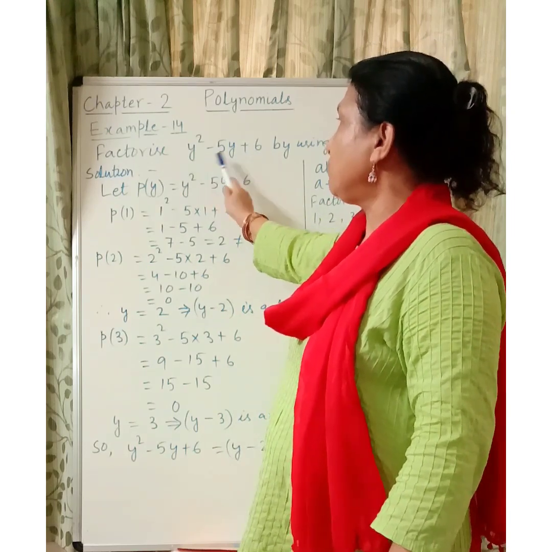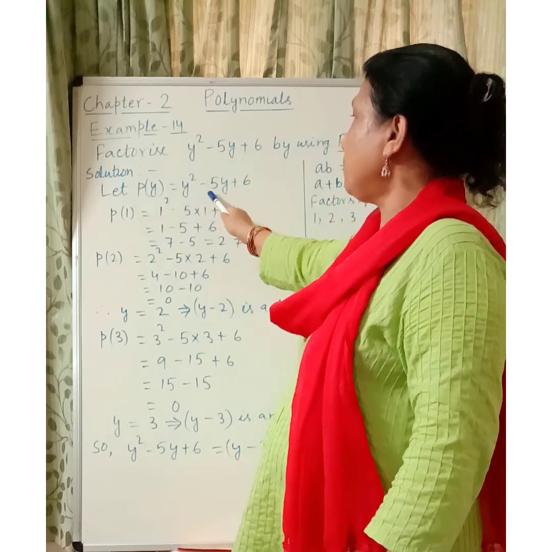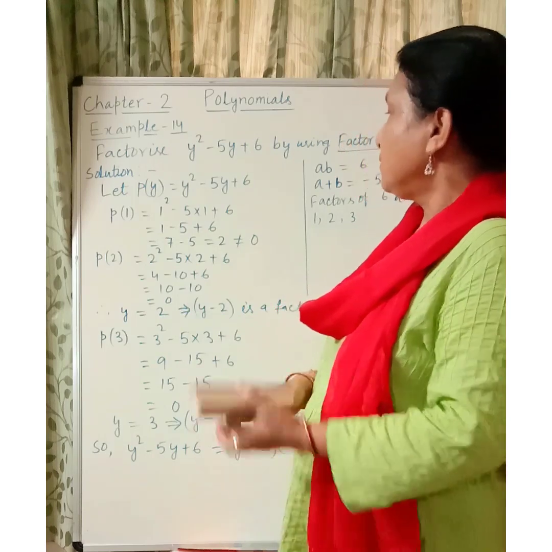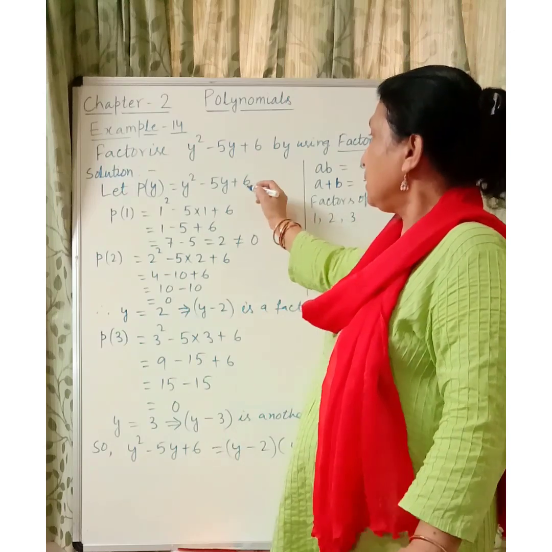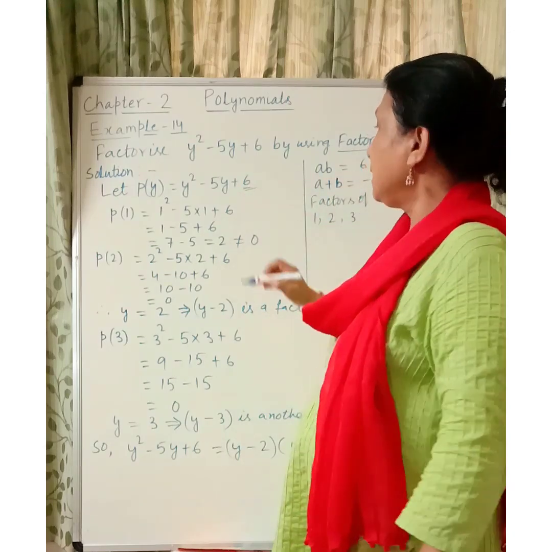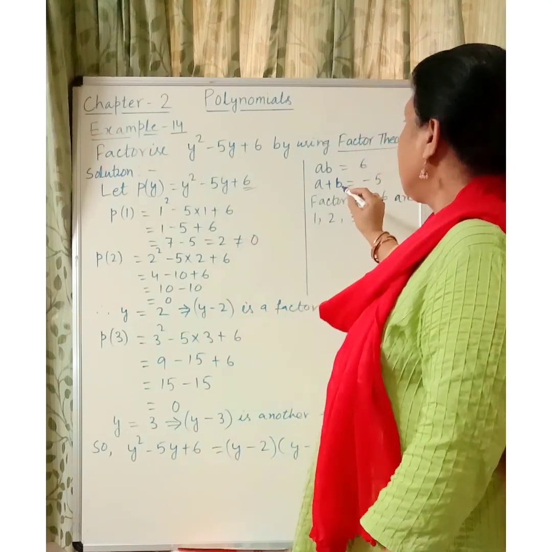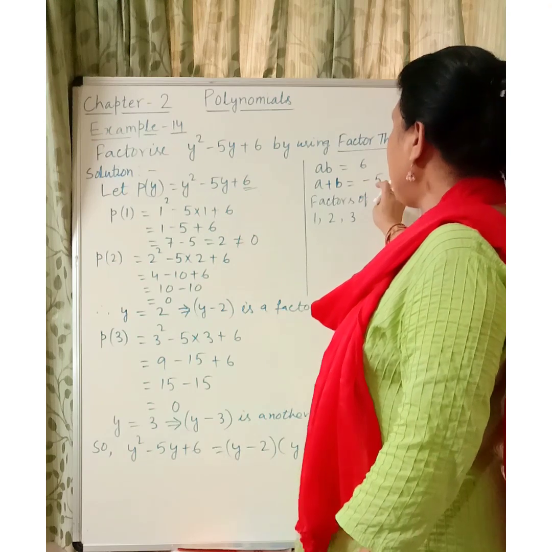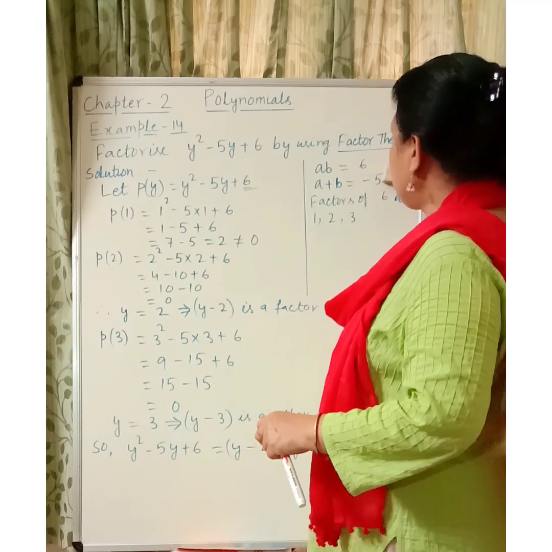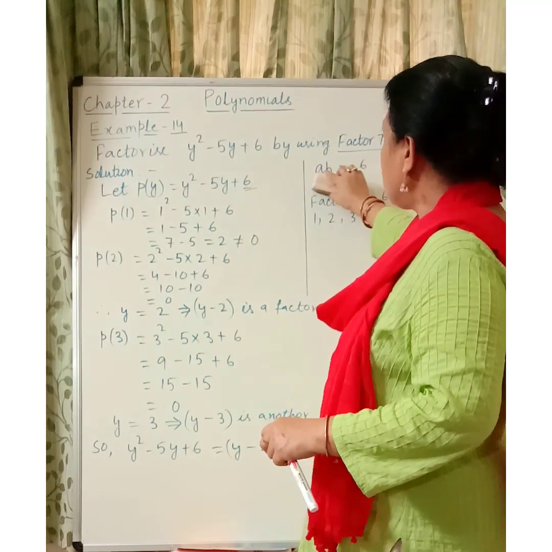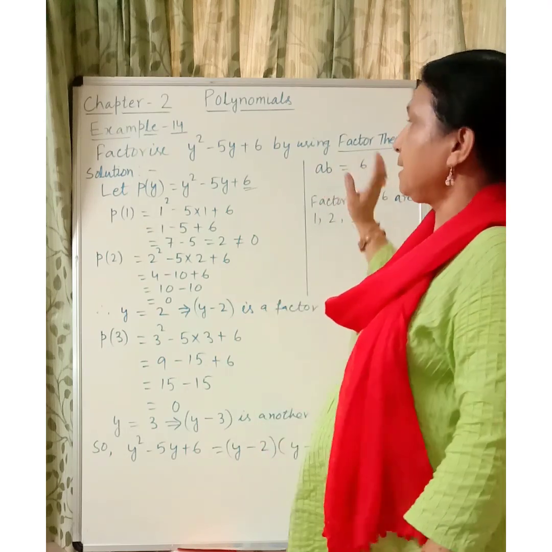So, what is the variable used here? Y. So, we are taking, let p(y) equals y square minus 5y plus 6. What is the constant term? Constant term is 6. So, ab is 6. And your a plus b, that is the middle term, we should have a plus b as minus 5. Actually, we do not need this a plus b as minus 5. This will be used for splitting the middle term, but here we are using factor theorem. We do not need that a plus b.